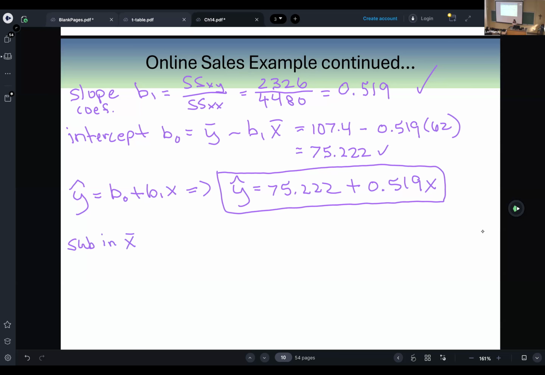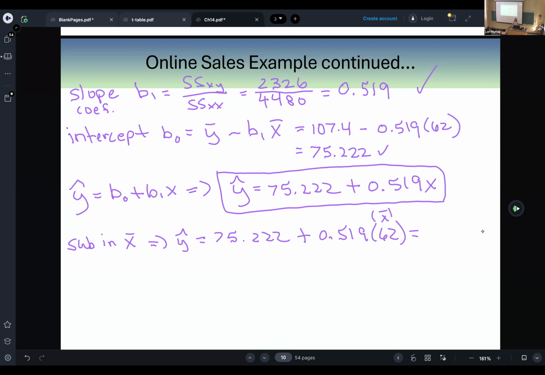Now, a way to know if you've done this correctly is to sub in X bar. That's the average time spent, 62. When you do that, what do you think should be the output? What should y hat be equal to? I put in the average X, which is 62 minutes.